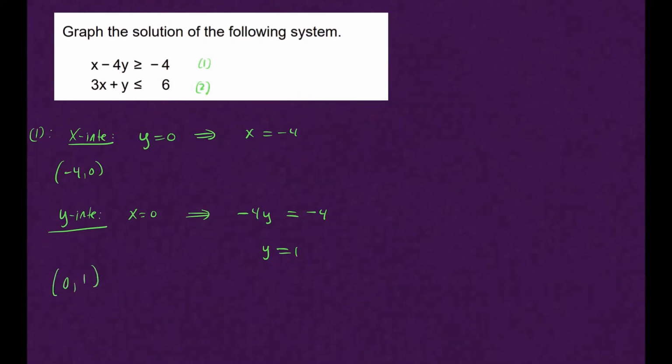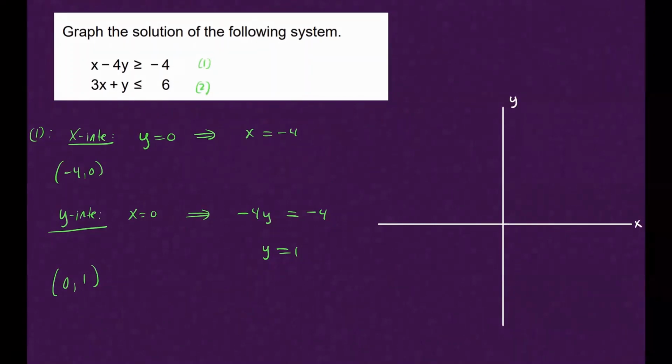And we're going to plot them now. So here's our plane. We'll do the same thing for the second inequality as well. Here is x, here is y. So we have an x-intercept somewhere right here. Let's call this -4. Y-intercept 0, 1, perhaps right here. So not up to scale. Well, this is good enough. So this is my first inequality.